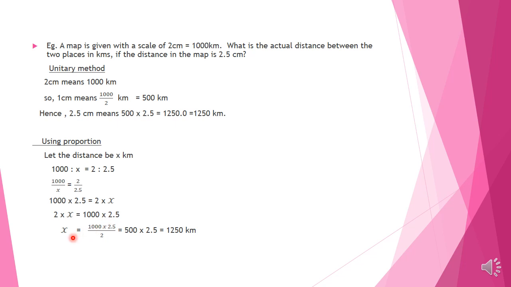Therefore, x is equal to... here we have multiplied by x with 2. So when you take 2 to the other side, we have to divide by 2. 1000 into 2.5 by 2. When you divide by 2, we get 1000 by 2 is equal to 500. 500 into 2.5, again we get as in the previous case. So the answer we get is 1250 kilometers. So children, any method you use, unitary method or proportion, we can find the answer for solving questions.